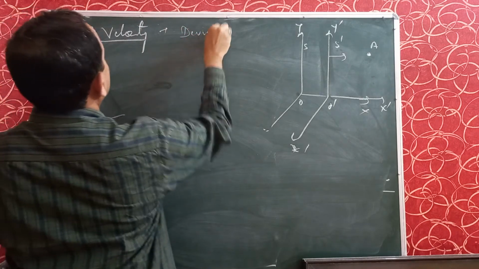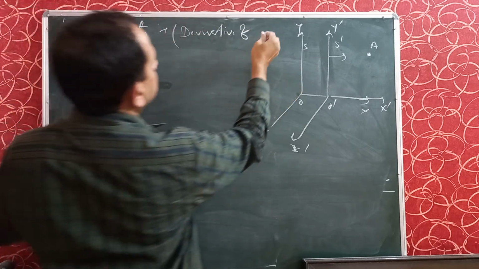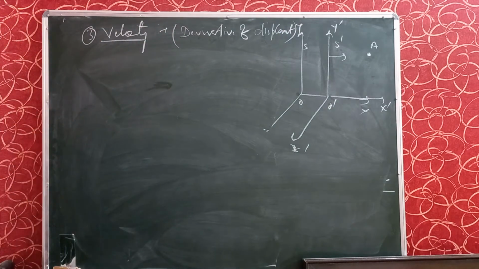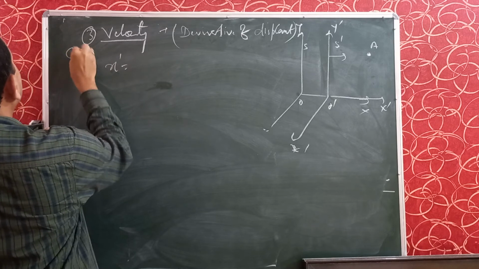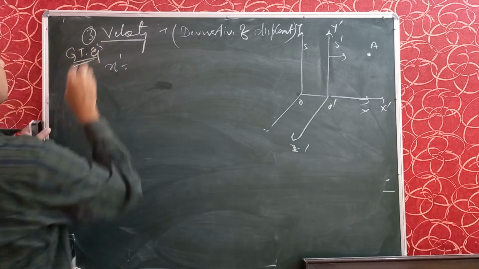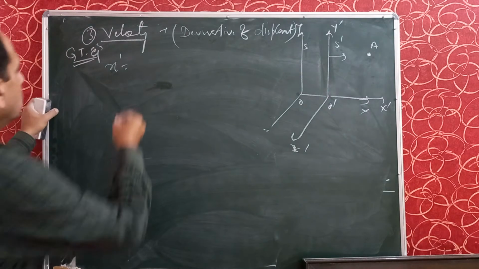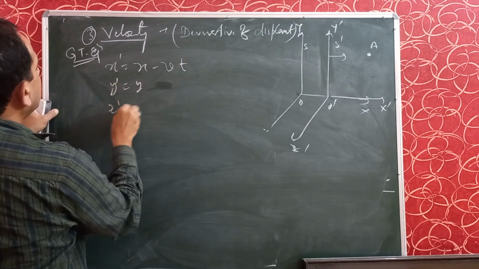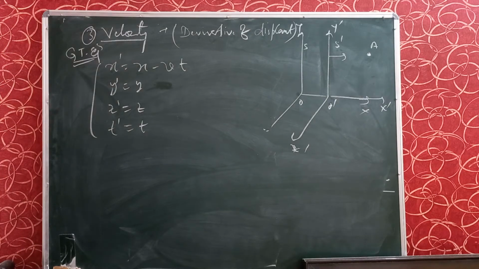It is derivative of displacement, or position. So I am using the direct equations, the Galilean transformation equations. In all articles, you have to use these equations. x' is equal to x minus vt, y' is equal to y, z' is equal to z, and t' is equal to t. This is a set of 4 equations, that is, the Galilean transformation equations.